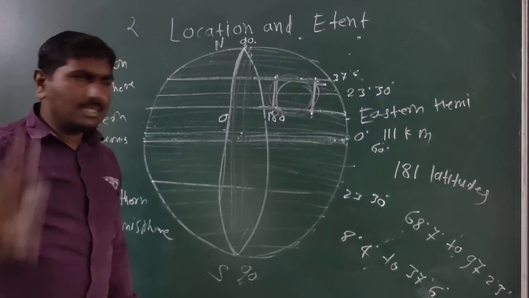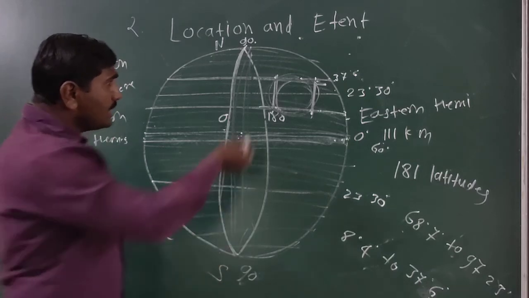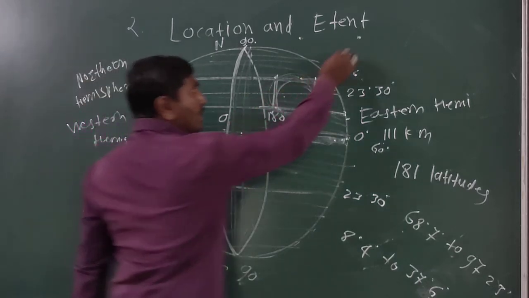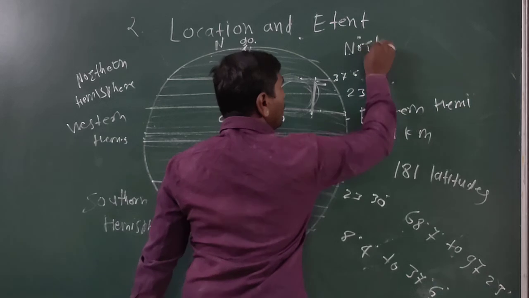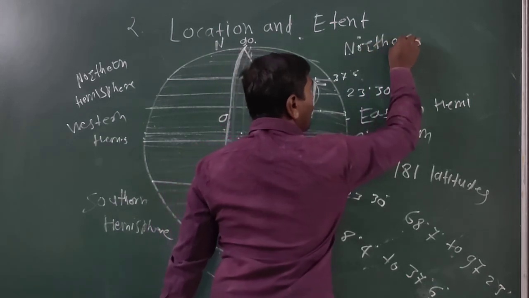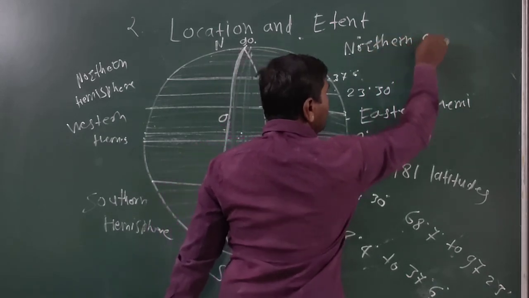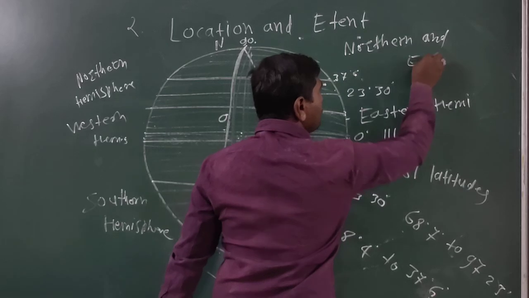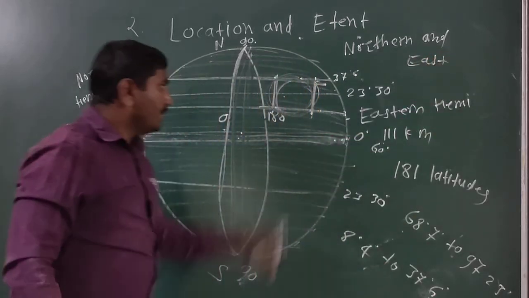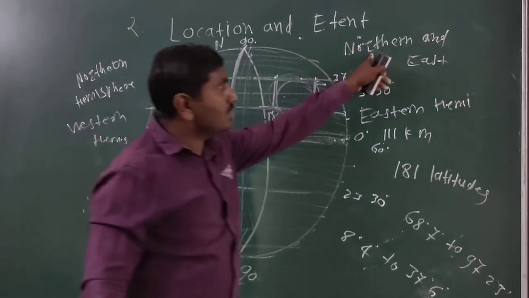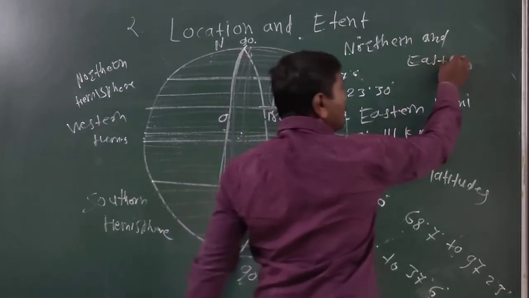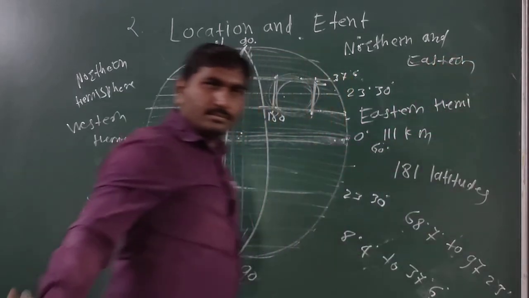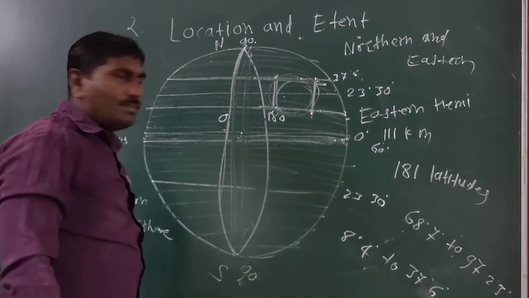Overall, we can see its location is in the northern and eastern hemisphere. India's location is in the northern and eastern hemisphere. So, this is the location of India.